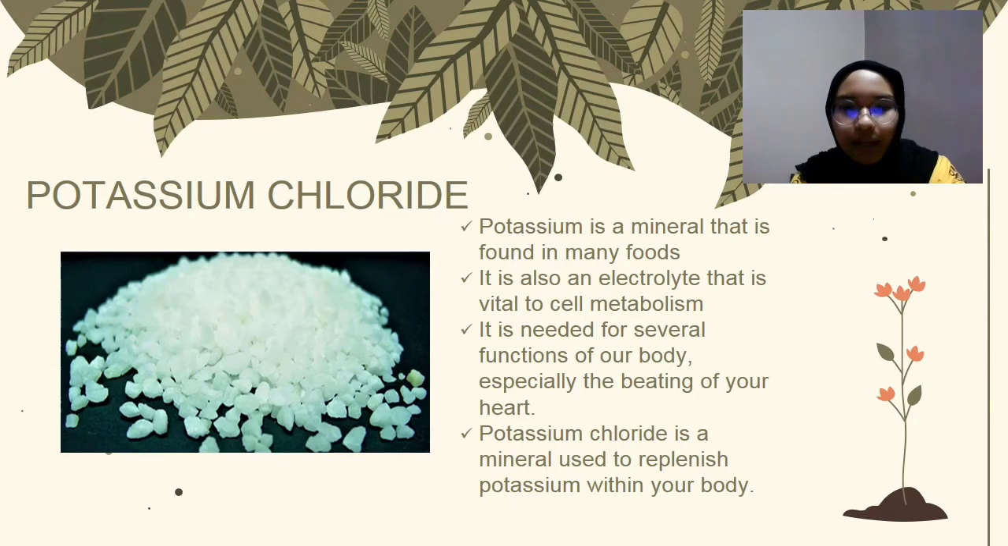Firstly, potassium is a mineral that is found in various foods. It is also an electrolyte that is very important to cell metabolism. Plus, it is very much needed for several functions of our body, especially for the beating of our heart. And next, potassium chloride is a mineral that is used to replenish potassium within your body, which means to fill up the potassium in your body. So we're going to move on to the next slide.